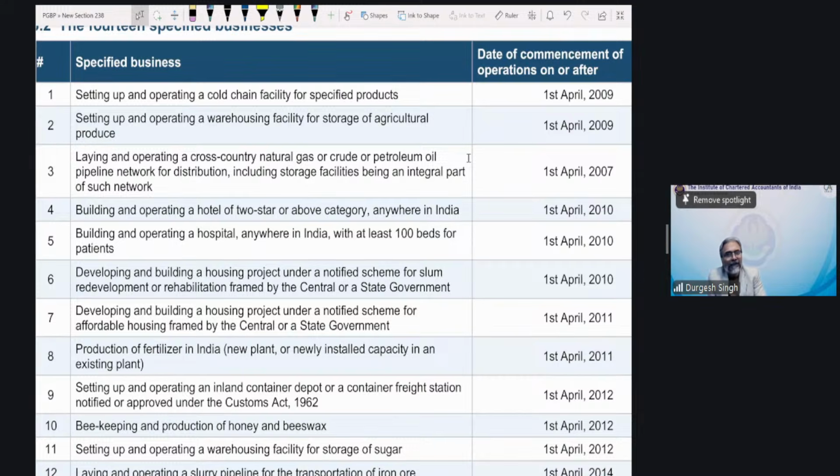1st April 2010 should be the commencement date. So just imagine, students, think practically. Like, for example, Taj Hotels. Now Taj Hotels have got many properties, which hotels they have already commenced before 1st April 2010. And there are many new hotels also they are doing.